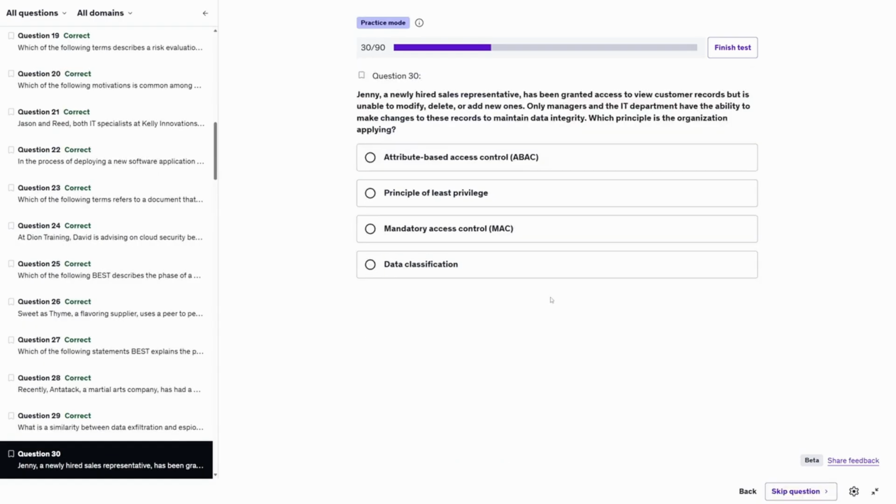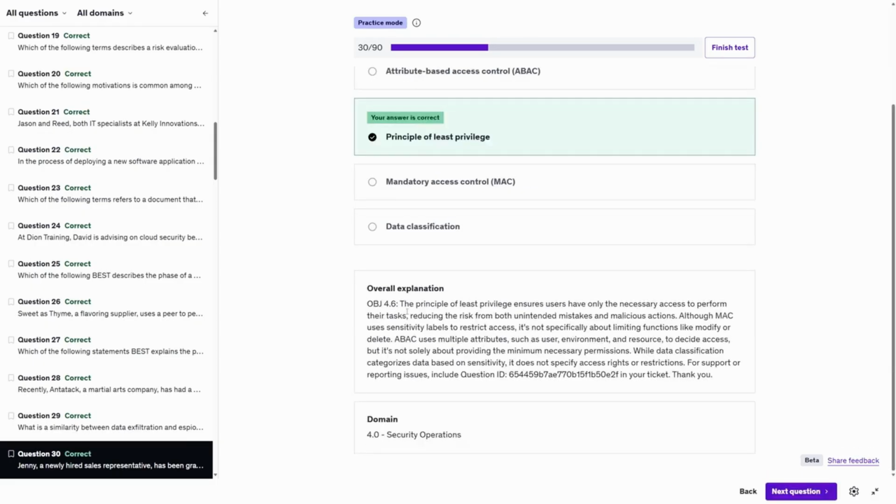Jenny, a newly hired sales representative, has been granted access to view customer records but is unable to modify, delete, or add new ones. Only managers and the IT department have the ability to make changes to these records to maintain data integrity. Which principle is the organization applying? And as we learned earlier, this would be the principle of least privilege.